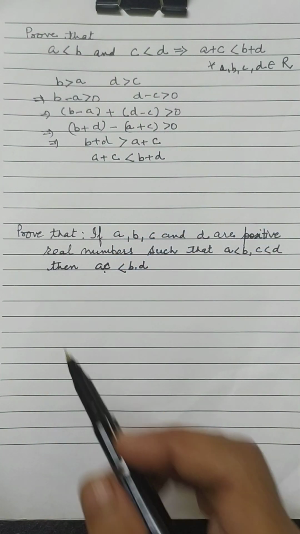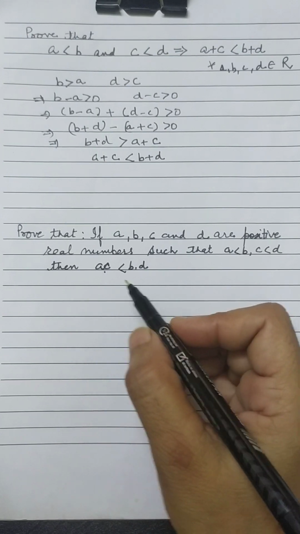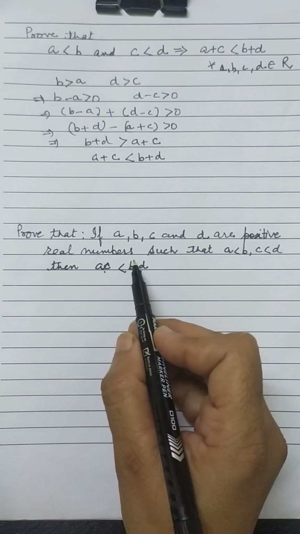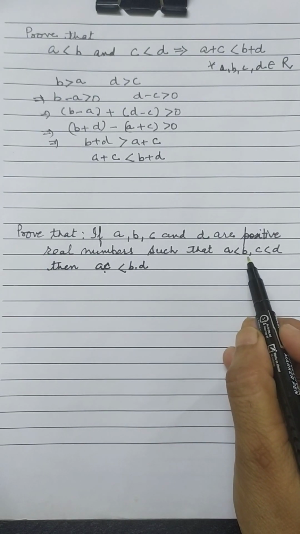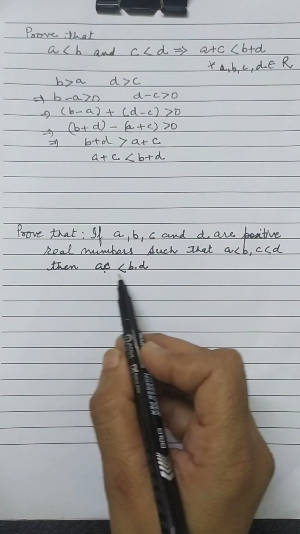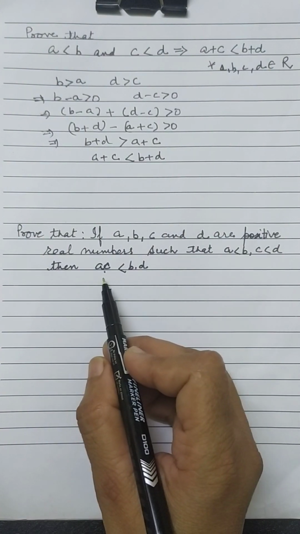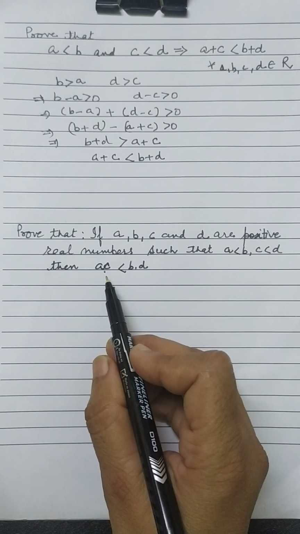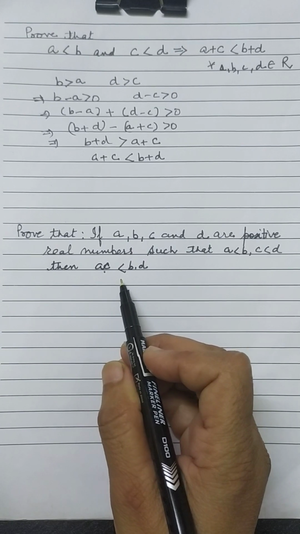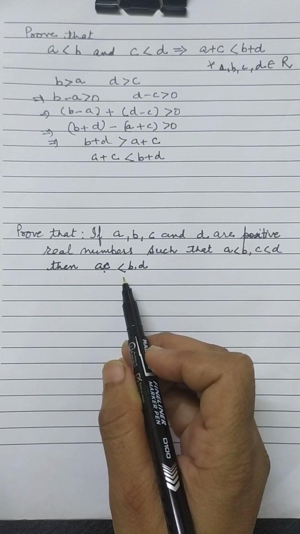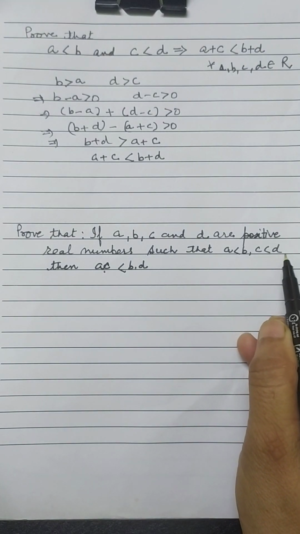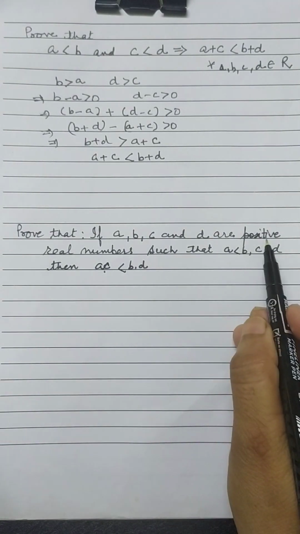Let us take another statement, or article, that if a, b, c and d are positive real numbers such that a < b, c < d, then a · c < b · d. This dot represents the multiplication. Now whenever you have to prove such results, you also have to take care of what you have to prove. Now a < b and c < d and all are positive numbers.